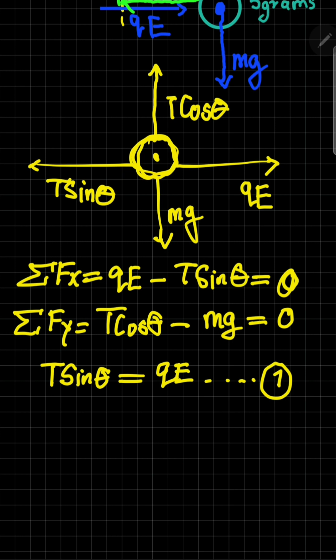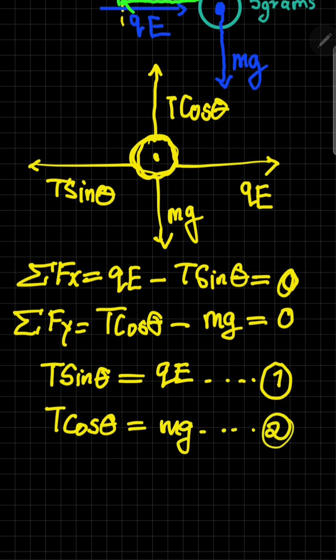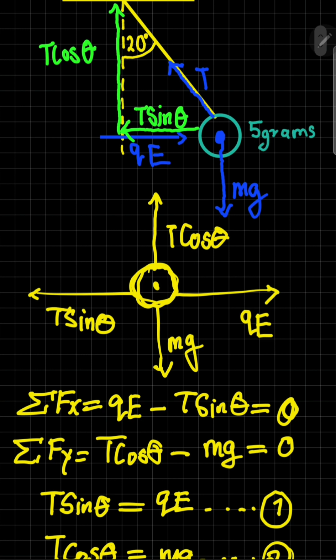Then from equation 2, likewise, we can say that T cosine theta is equal to mg, and this is our equation 2. And I'm sure you can see why as well, because if this has to be balanced in the y direction, then the tension acting in the y direction upwards must be equal to the weight which is acting downwards for it to be balanced. Otherwise, if one force was greater than the other, then there will be motion in the direction of the greater force.